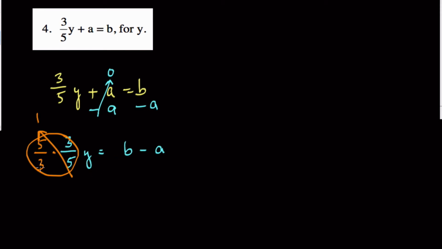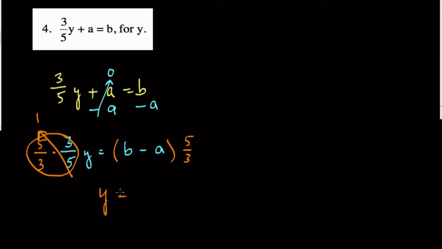Whatever I do to this side, I multiplied this side by 5/3, so I have to multiply this side by 5/3. And you'll notice that I put this b minus a in parentheses, and that's to remind me that this 5/3 has to be multiplied by the entire right side of the equation. I can't just multiply it by the b. Let me show you what I mean.